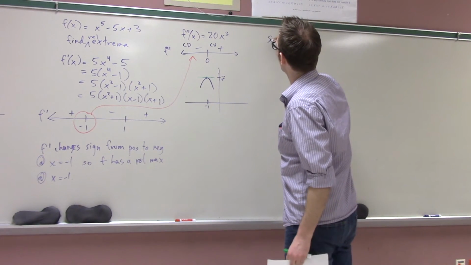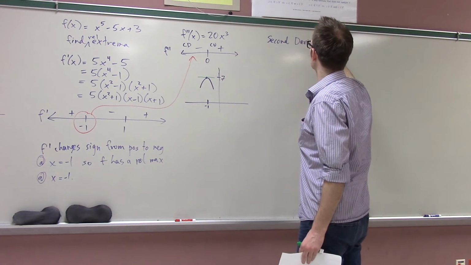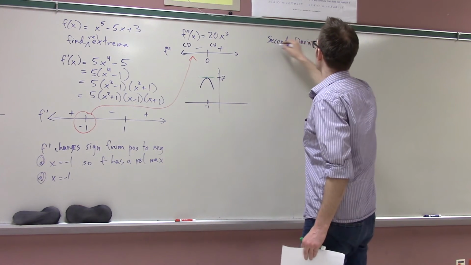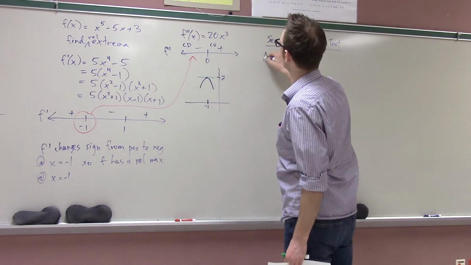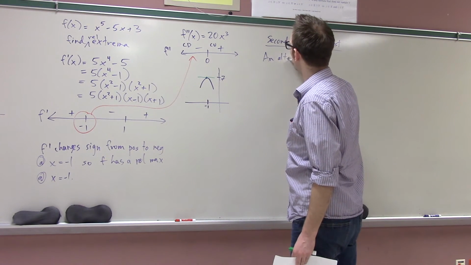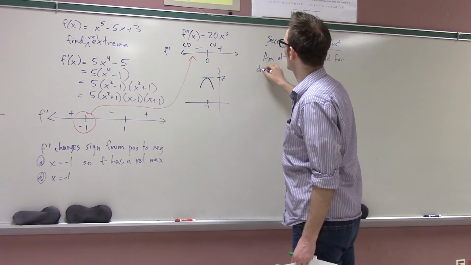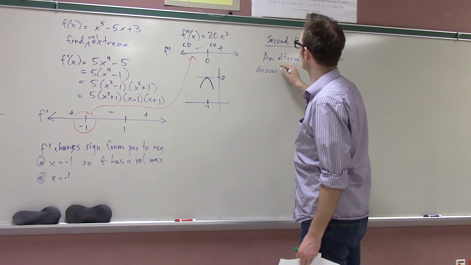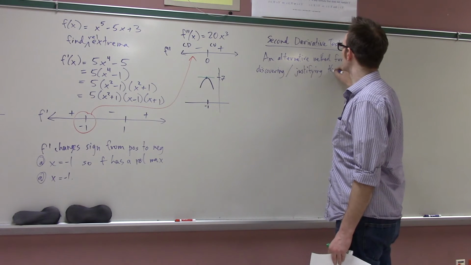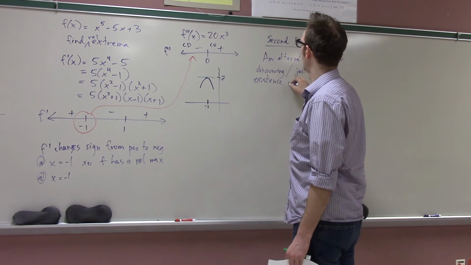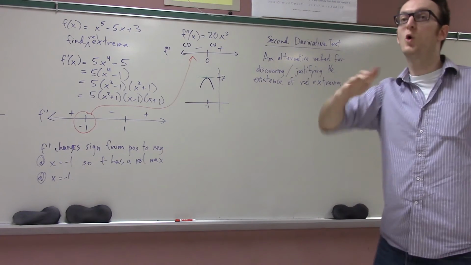And this is something which is called the second derivative test. The second derivative test is a method for justifying the existence of relative extrema. So it's an alternative method for discovering slash justifying the existence of relative extrema. In other words, you use the first derivative test or you use the second derivative test.